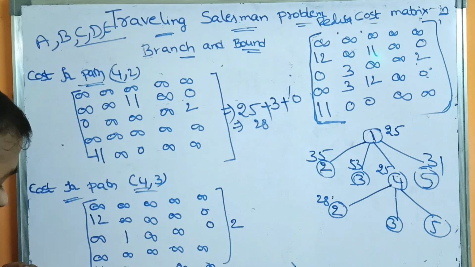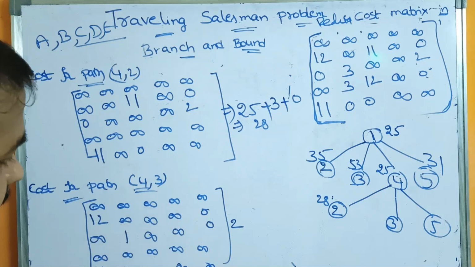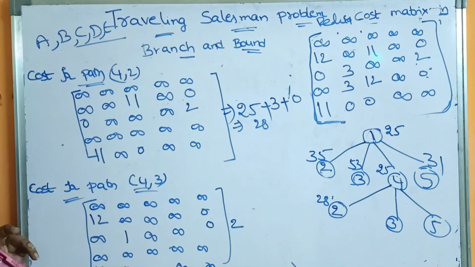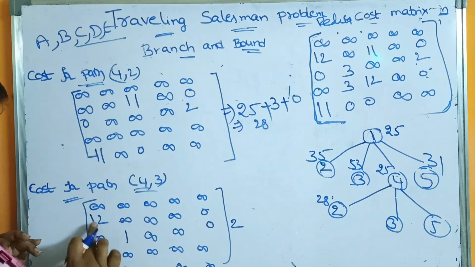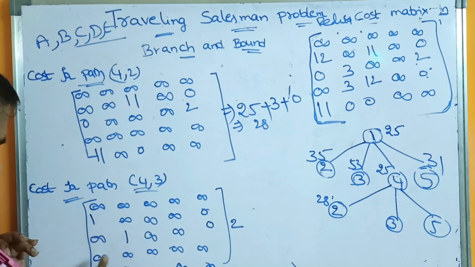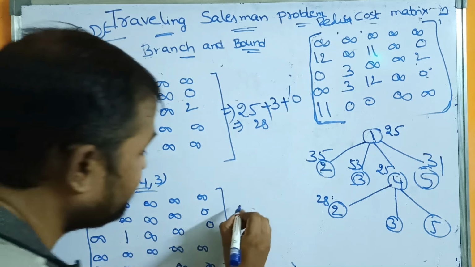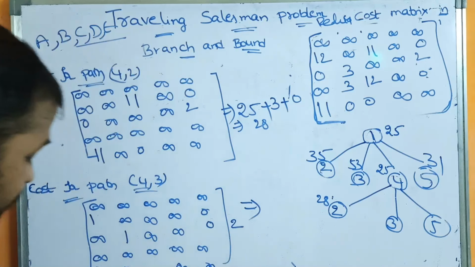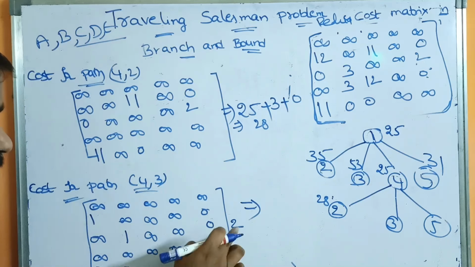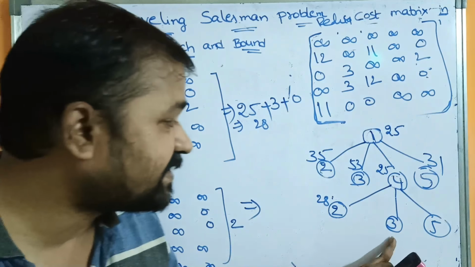Let us find out the minimum value, 11. Here one entry is 0, all are infinities, one entry is 0. So now we have to subtract 11 from all the entries of the first column. So 12 minus 11 means 1. 11 minus 11 means 0. So what is the reduced cost now? The reduced cost is 11. Let us determine the cost now. 11 plus 2 means 13.